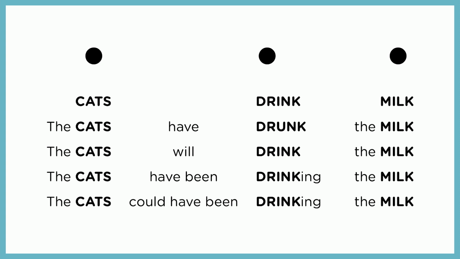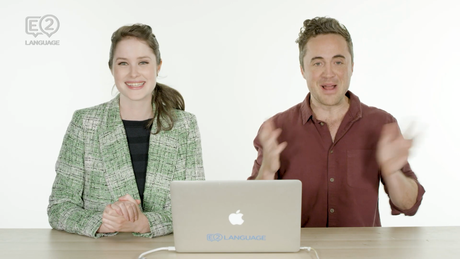Okay. Cats drink milk. The cats have drunk the milk. The cats will drink the milk. The cats have been drinking the milk. The cats could have been drinking the milk. Could have been. Beautiful. Sounds so fluent too. Could have been. Amazing. Emma, that was amazing.